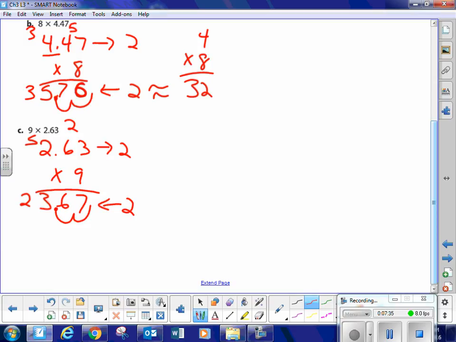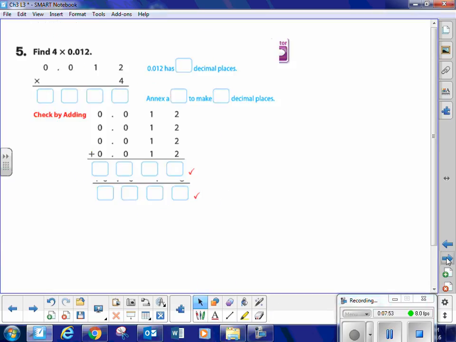Check for reasonableness. 2.63 rounds up to 3. So 9 times 3 is 27. And look, it's all right. Okay, we'll talk more about this rounding and this product stuff as we go in class. Let's go talk about it now.